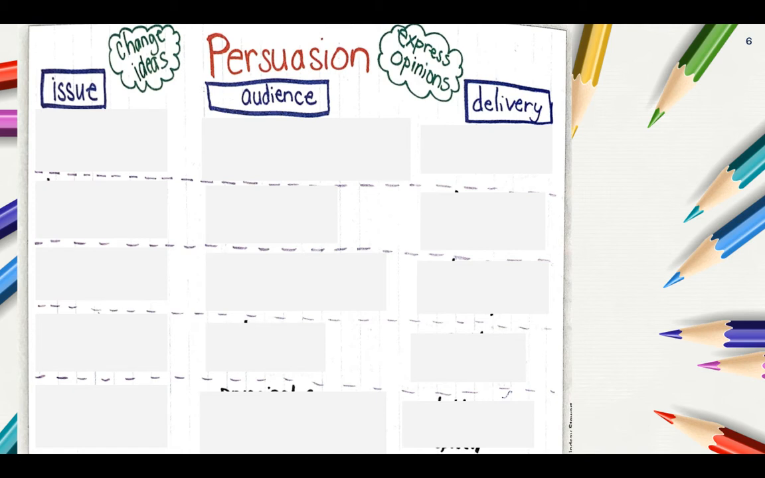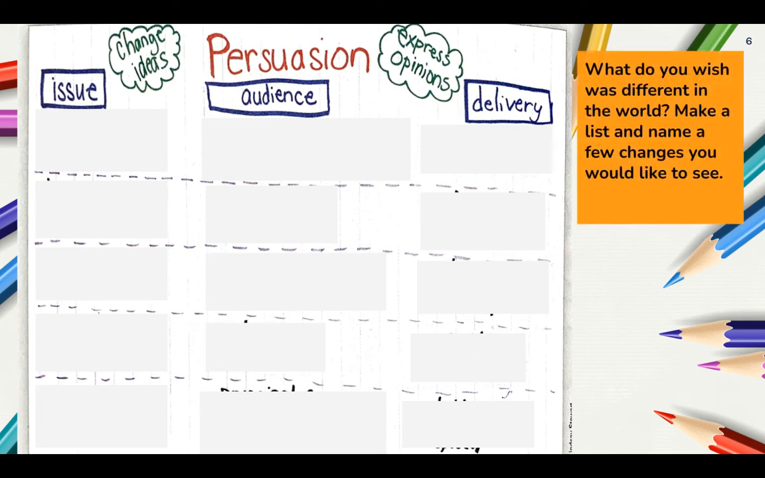You're going to make a list on your sheet of paper and name a few things that you want to see change with. What do you wish was different in the world? These can be environmental issues, community issues, something with a school or within your school or your own town. For example, I would like to see a shorter school day.